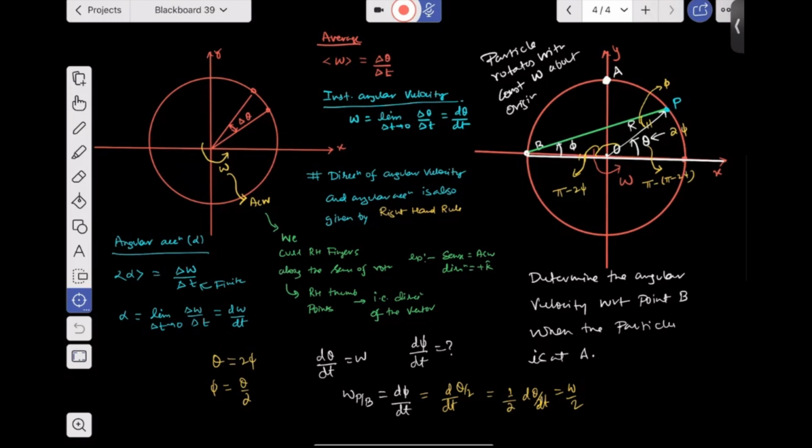Yes, sir. And phi equals theta by 2, that you know, theta will be equal to 2 phi. You understood that, no? In this triangle OBP, OB and OP are the same length, so these two angles will also be the same. So this angle will be pi minus 2 phi, and this angle theta is pi minus of pi minus 2 phi, so theta will be 2 phi. I have to find d phi by dt. I replaced phi with theta by 2, so half came out. D theta by dt is given as omega, so omega by 2. Understood, no? Yes, sir. Thank you.